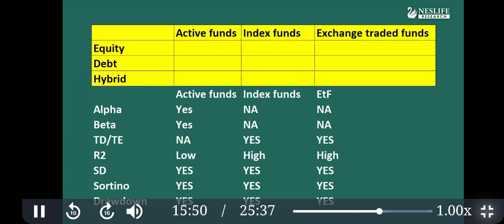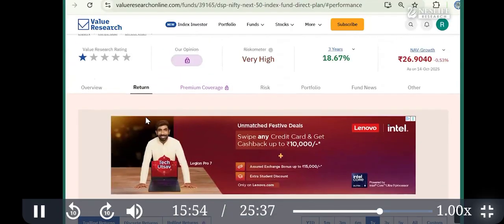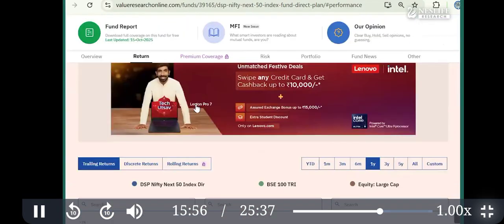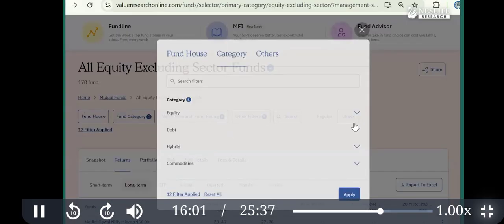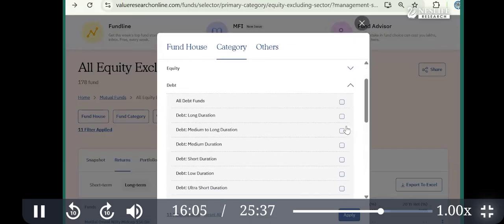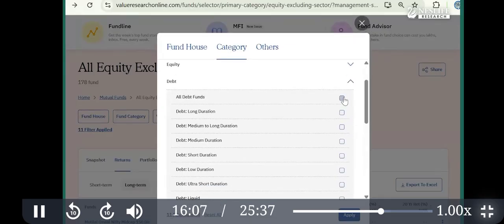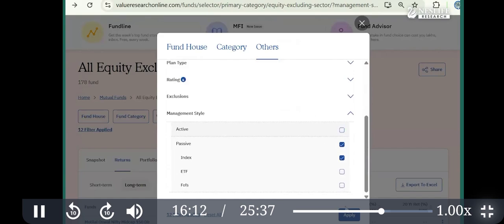Okay. Now I will show the index fund in the debt category as well. Let's go to the debt category. So instead of equity, I'll select the debt category and I'll show the index funds. So let's select all debt funds, and in category we will select index funds.